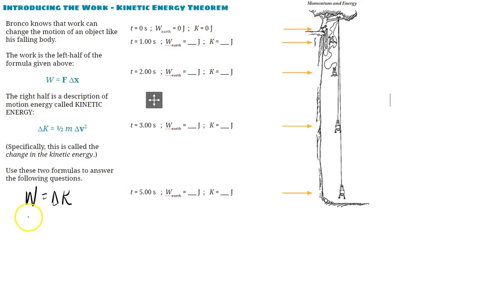And so the work is, one way to figure it out, that's just the gravitational force being applied to Bronco Brown times the distance that he falls. And so that's one way to do it, like I said. You don't have to do it this way, but what I figured out, it's a little bit easier, I think.